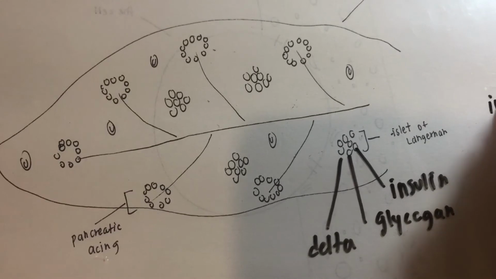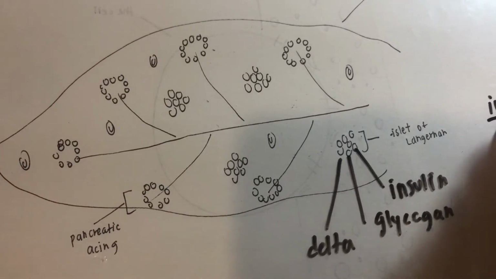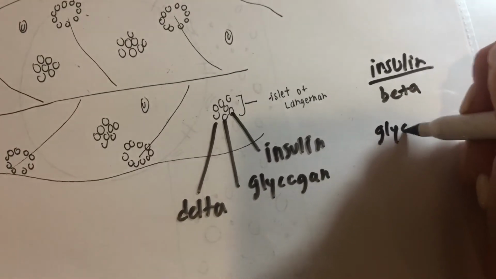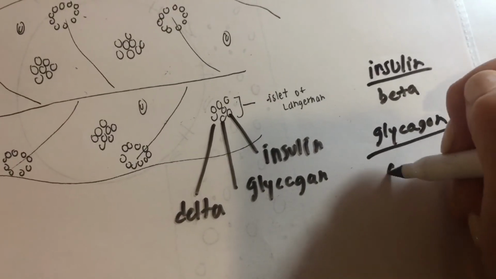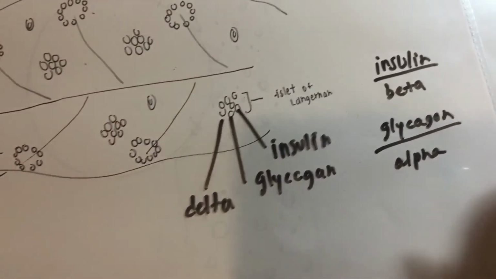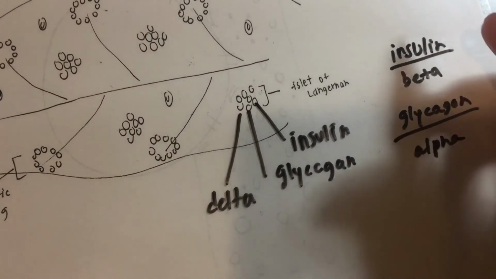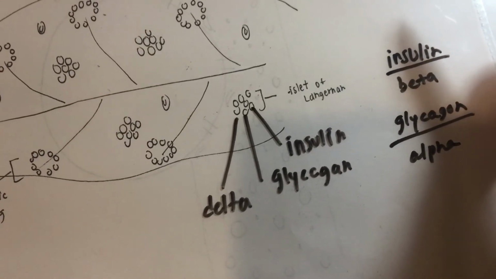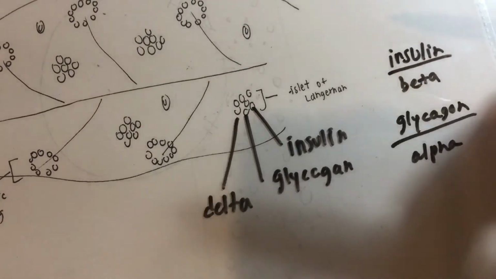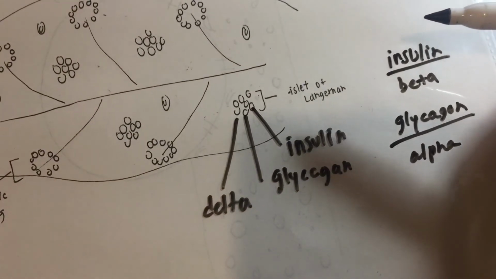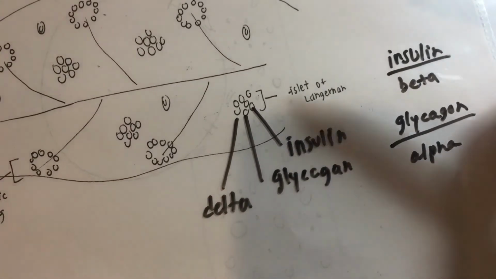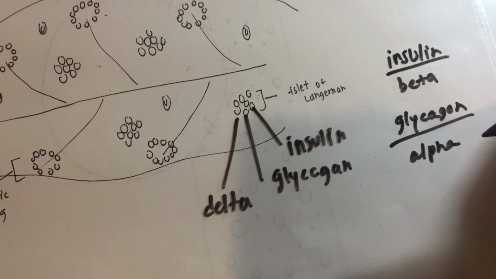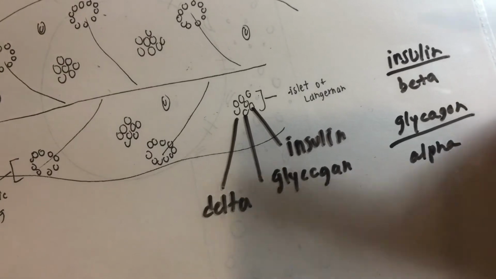Insulin is produced by beta cells. Glucagon is produced by alpha cells. If blood glucose increases, then the beta cells release insulin so the blood glucose can lower, and if blood glucose decreases, then alpha cells release glucagon, which raises the blood glucose.